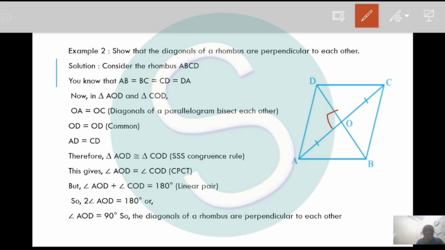So what is given to us is that ABCD is a rhombus, which means we know that all its sides are equal to each other, that is AB equals BC equals CD equals DA. Now what we will do is prove triangle AOD congruent to triangle COD.